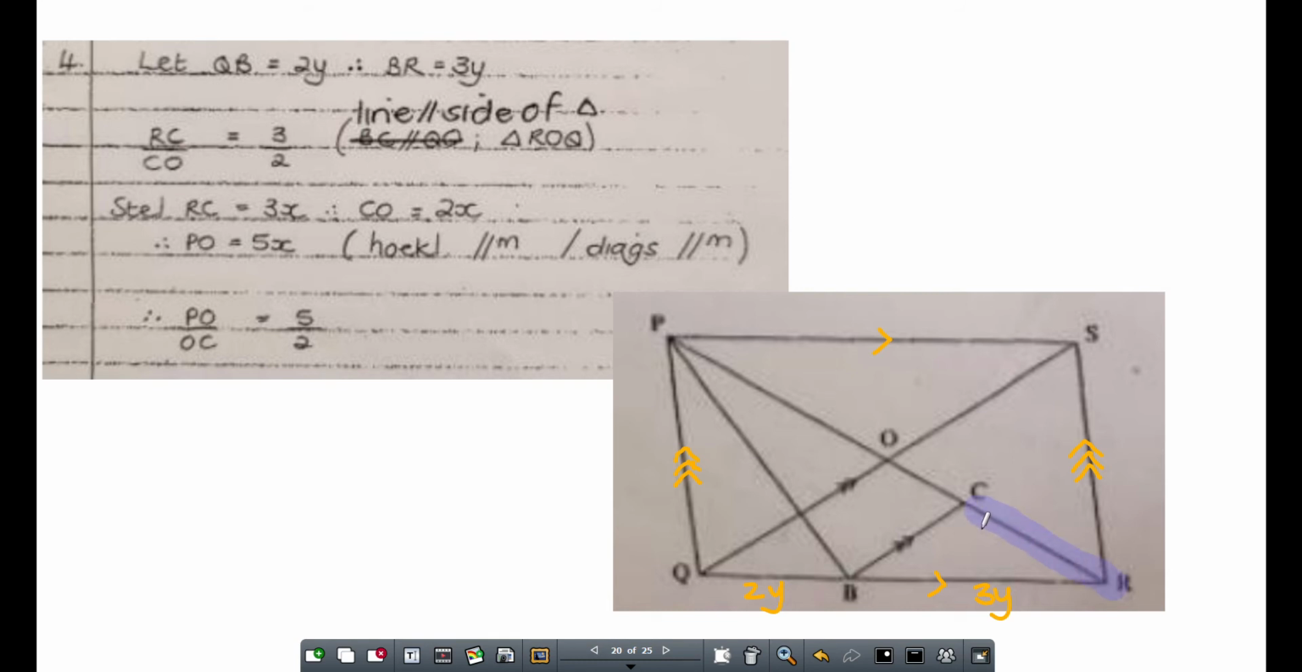So RC over, no, am I right? CO, sorry, there. Because I'm working with this triangle, it will also be 3 over 2. Are you guys good with that? Okay, so I'm going to go fill that in. So 3 over 2. And remember your reason: line parallel to one side of the triangle.